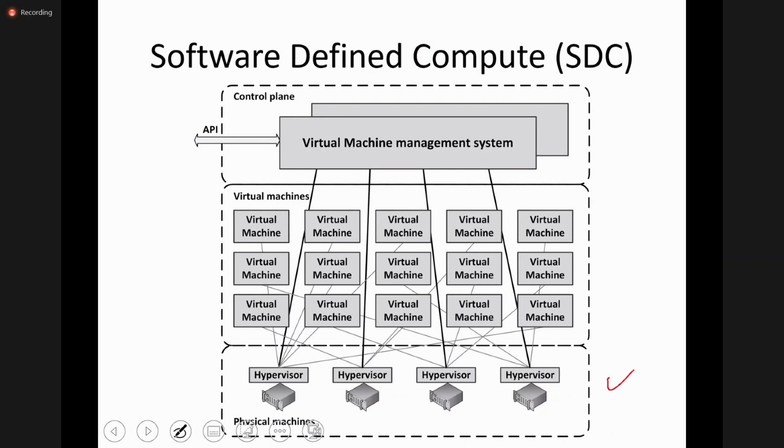So this is the physical machine. We have the hypervisor for each machine or each server. Then by using the software or the API, we will create different virtual machines that are linked to hypervisors and to be controlled through the virtual machine management.